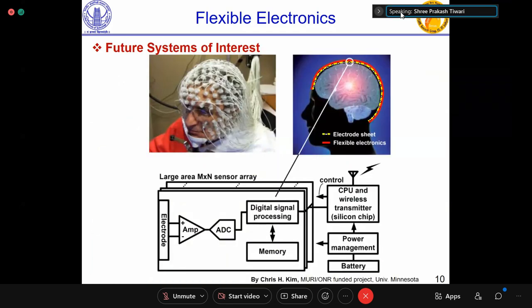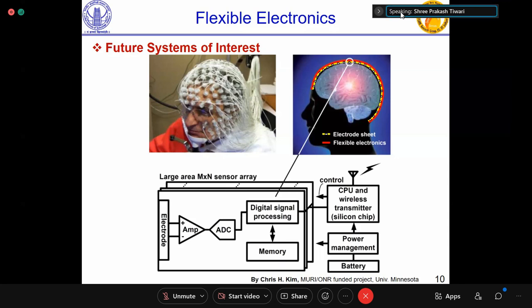What could be future systems of interest? Now, this is from somewhere, again, where people have just tried to show that conventional electronics is very cumbersome. If you want to read the signals of the body or sometimes the brain, you have to have multiple electrodes. For example, here you see so many electrodes on the brain actually trying to read some signals.